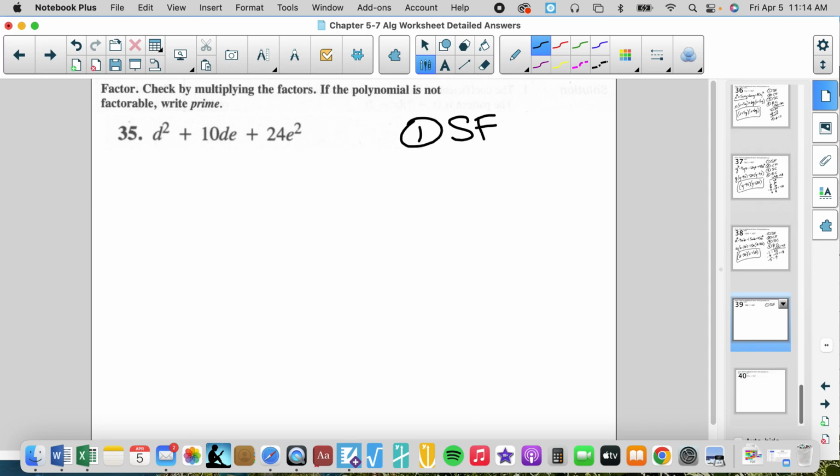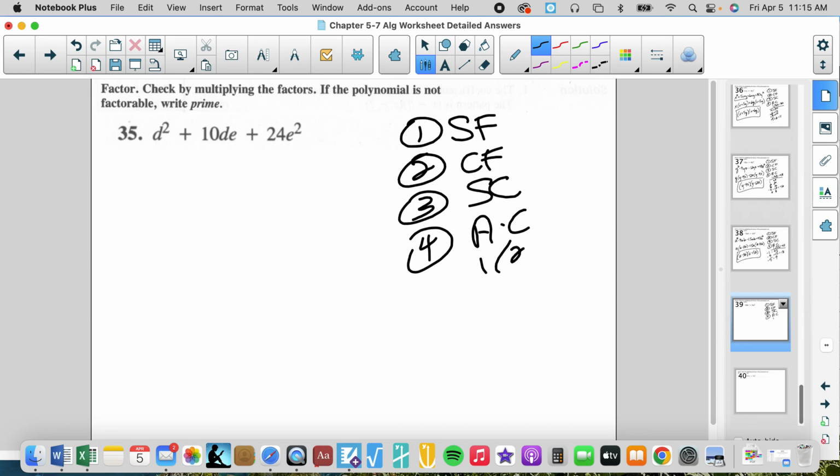Standard form, yes. Common factor, no. That's not a 3. Special case, no. A times C, 1 and 24, 2 and 12, 3 and 8, 4 and 6. Signs are the same, both are positive.